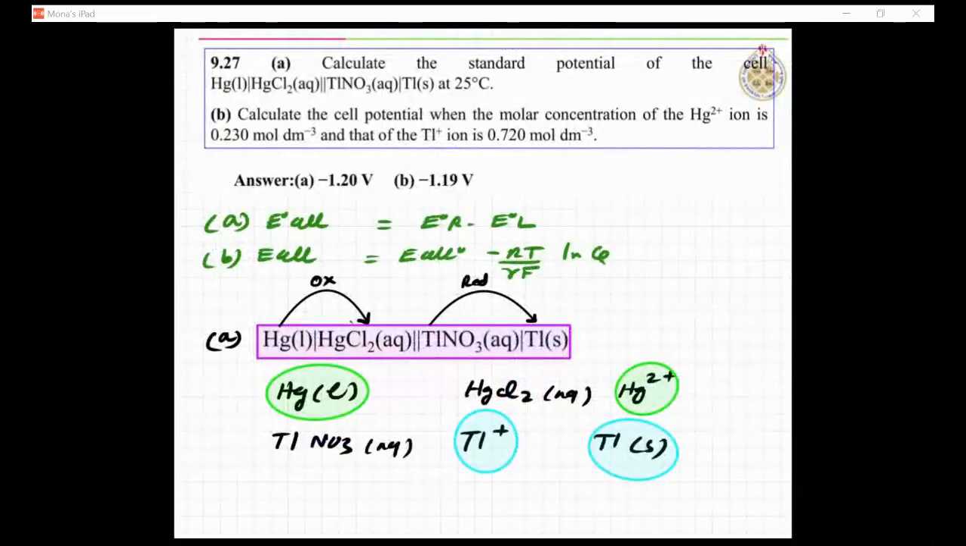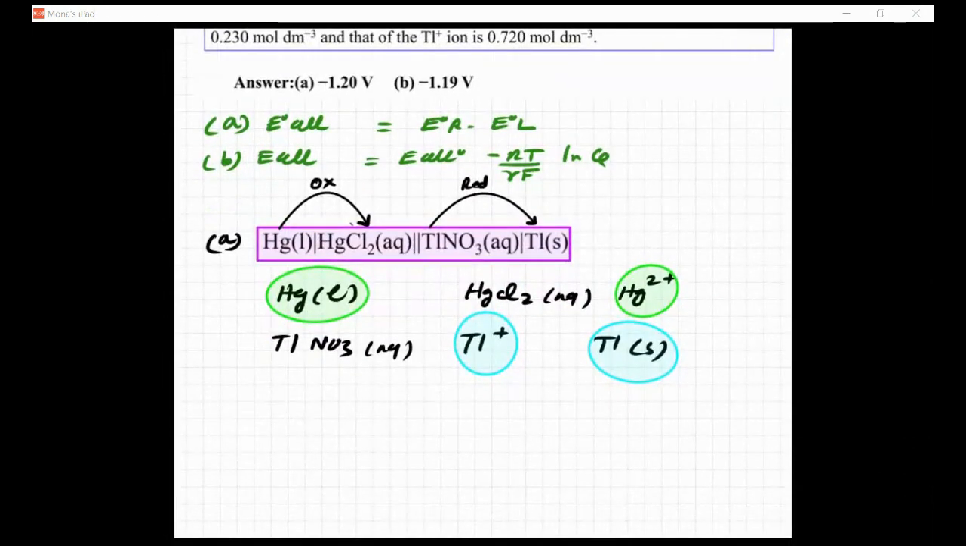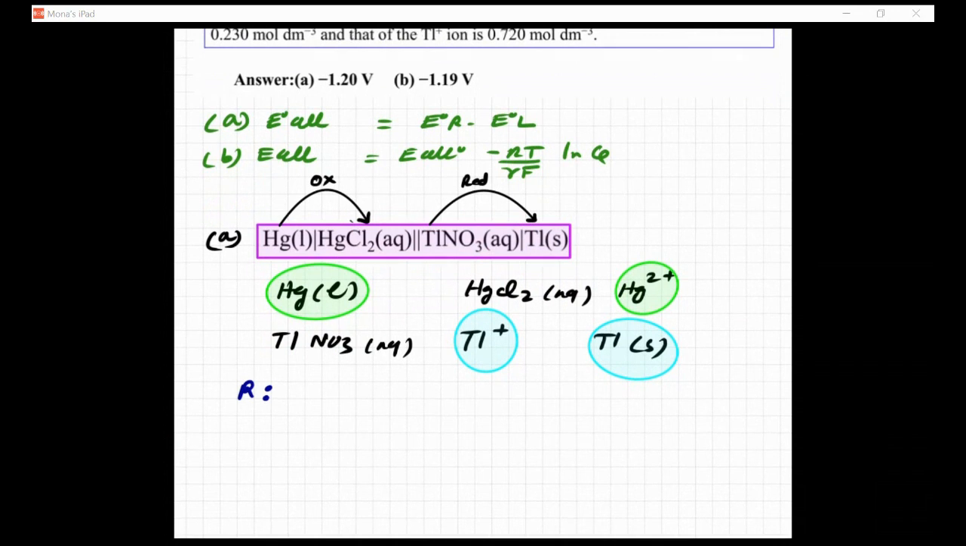So what is on the right, and what is on the left? Of course, we always start with the right. Make it a habit. On the right we have Tl plus 1 electron, giving me Tl solid. This is, of course, aqueous, on the right.